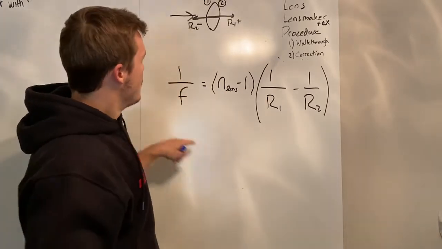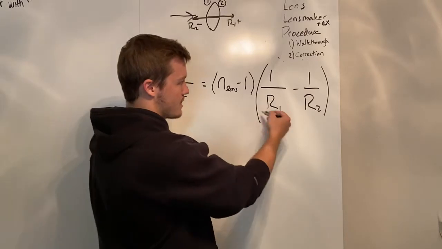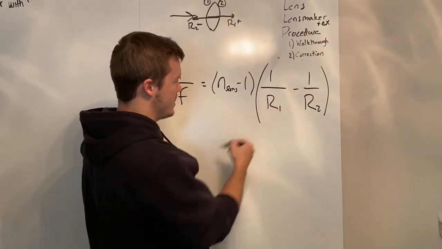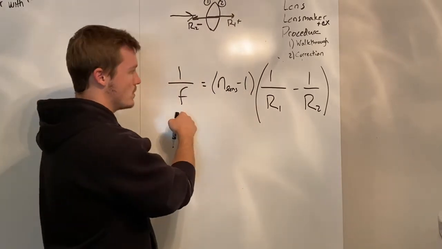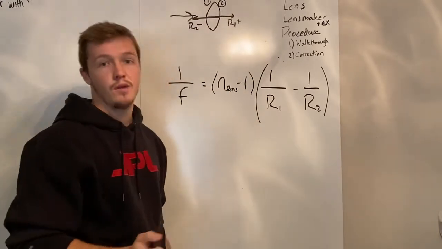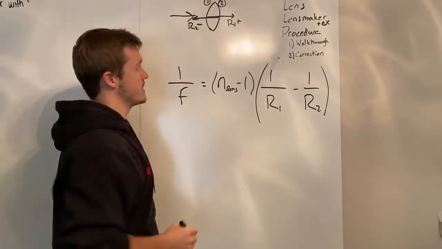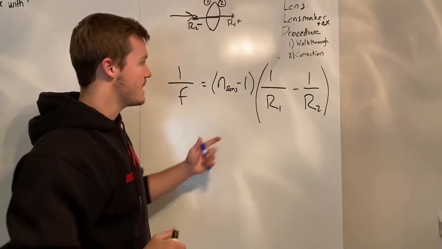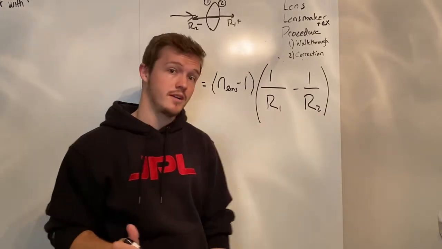Okay, we can use this equation in other directions, though, if we want to calculate the radius of curvature. That's a little bit harder, but we can do it. We could calculate the index of refraction if we knew the focal length and the radiuses of curvature, which we're going to do in the end of the lab. Or we can use it just normally to calculate the focal length. So I'm going to walk through an example here because the sign conventions for R1 and R2 can be tricky.